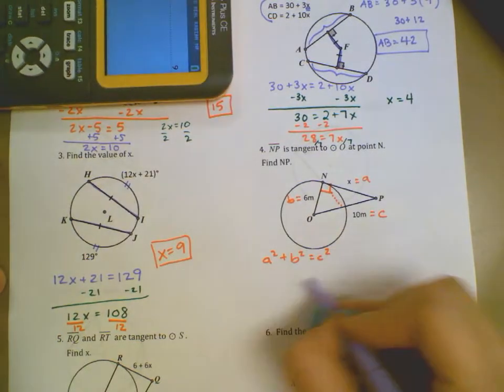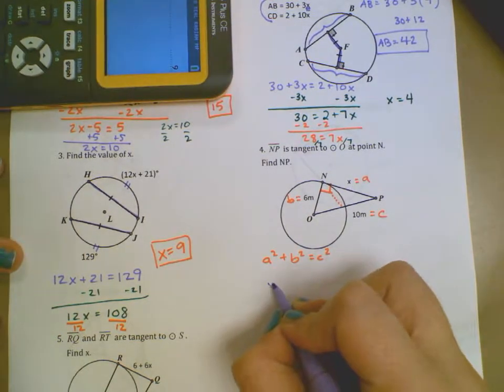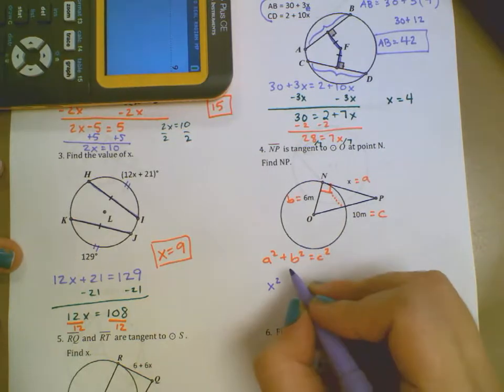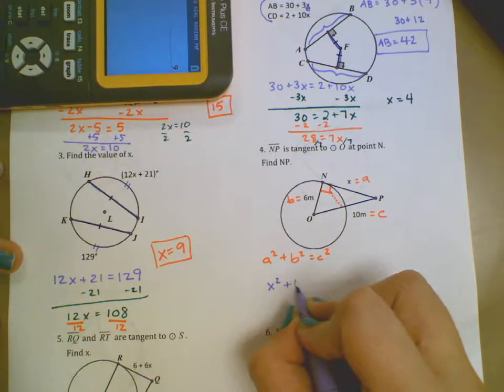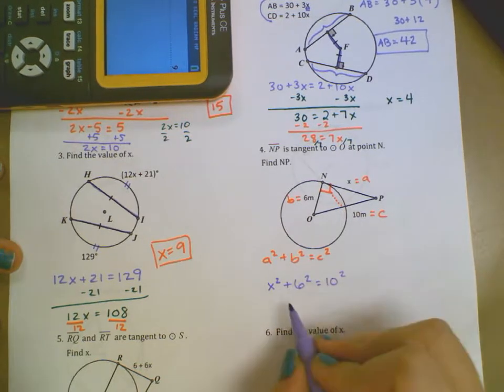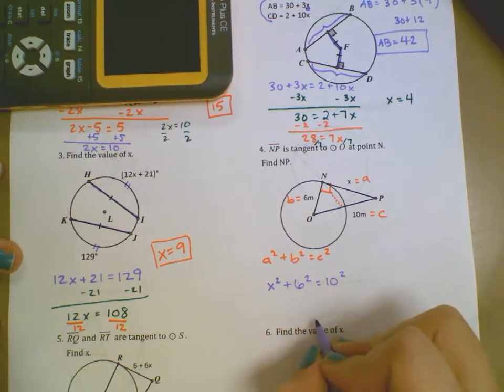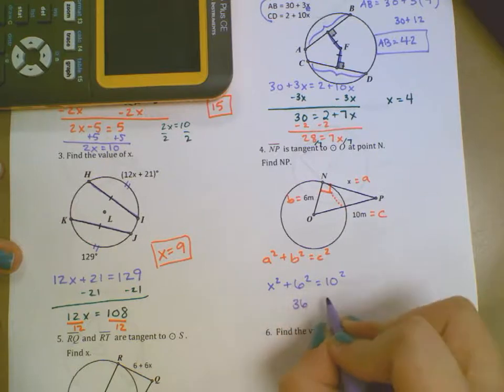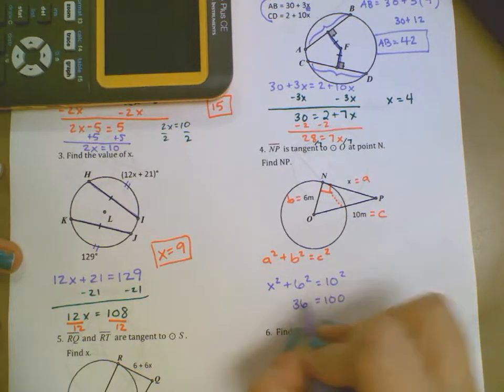So I'm going to plug in all my values. I said a was x. You could have said that was b. B is 6. And then c is 10. So x squared plus 6 squared is 10 squared. 6 squared is 36. 10 squared is 100.